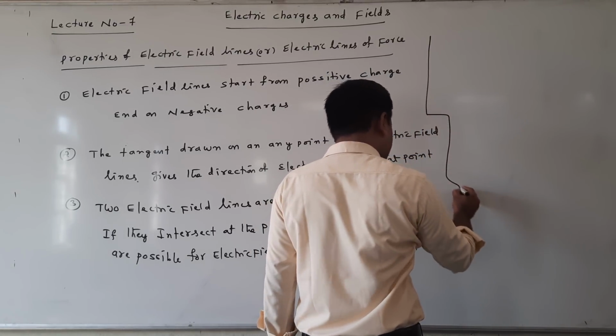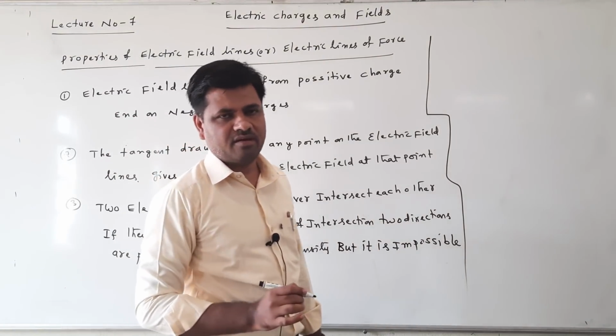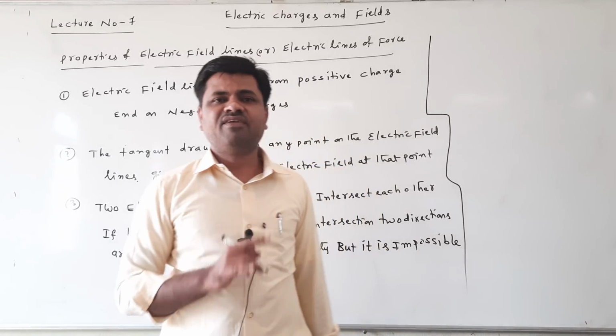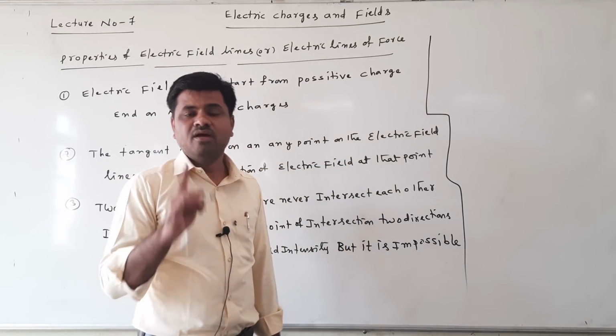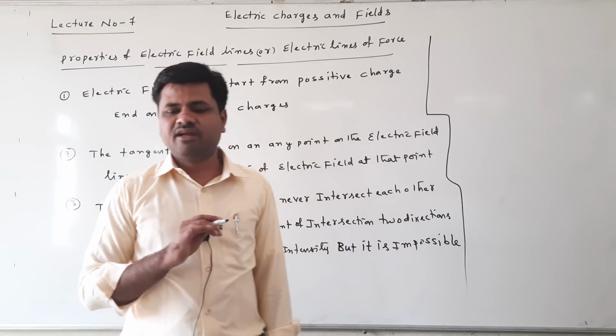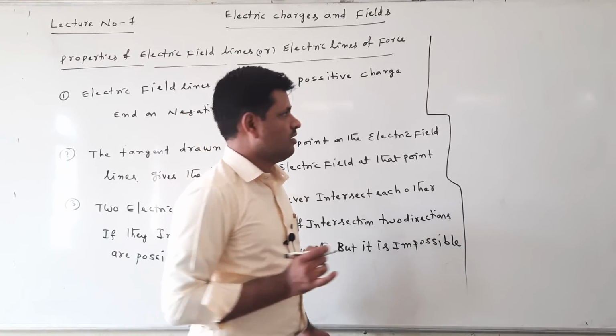Why do electric field lines not intersect each other? At the point of intersection, how many directions are possible for electric field intensity? Two directions are possible, but electric field intensity has only one direction. That's the reason two electric field lines never intersect each other. This is the third property.